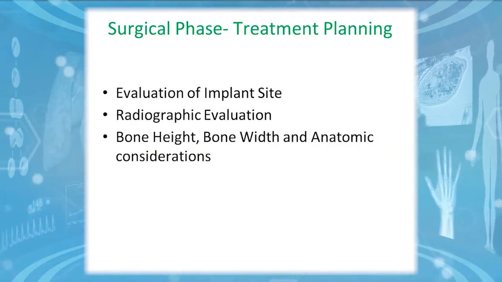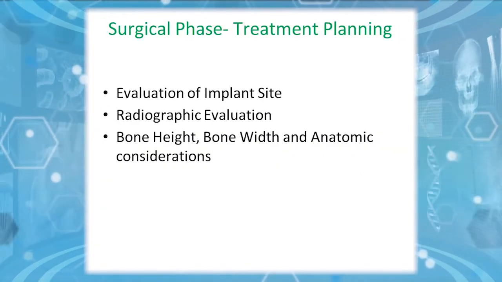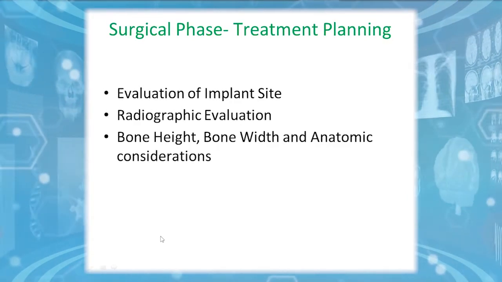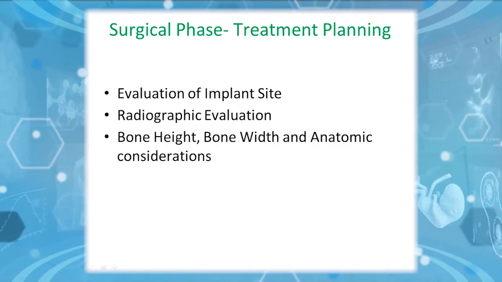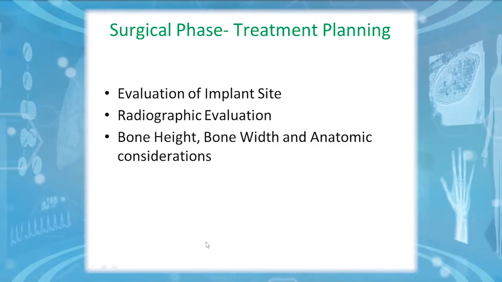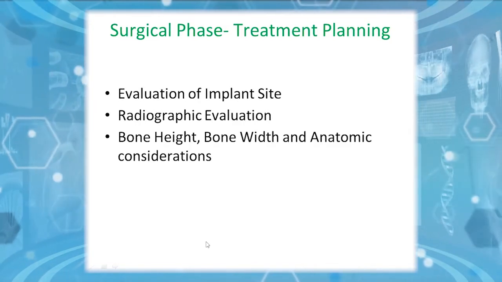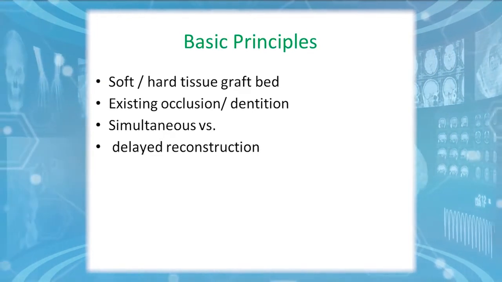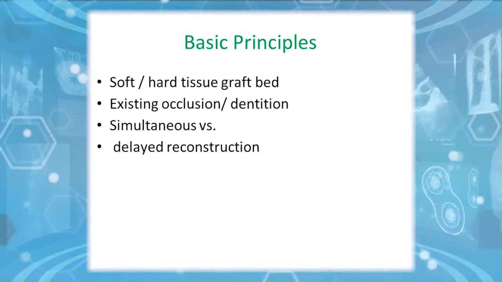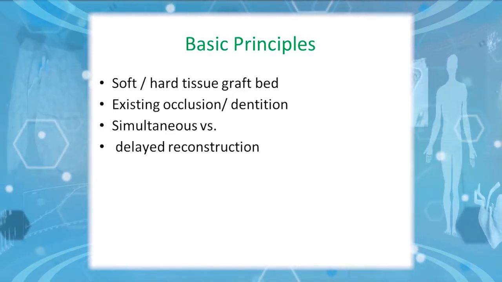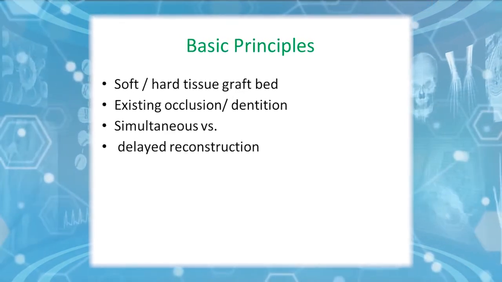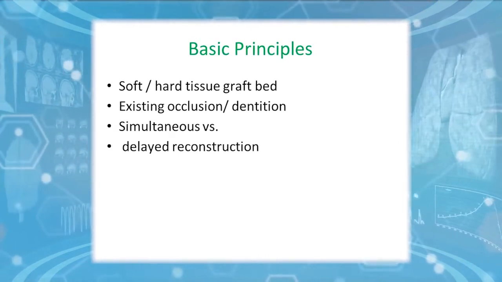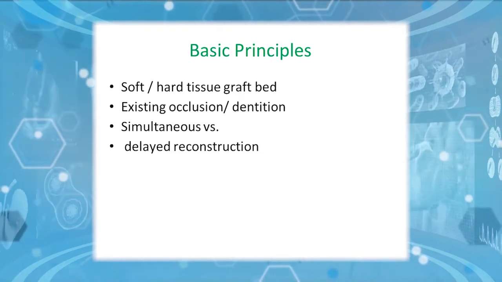Surgical phase treatment planning, we have to evaluate the implant site. Is it going to be placed anteriorly or in the back teeth, the back region? Radiographic evaluation: bone height, bone width, and anatomical considerations. Basic principle, soft and hard tissue graft bed. You should consider if you are going to graft soft tissue like the gum to cover the implant, or if you are only going to graft the bone, and then this bone grafted from the same patient is going to cover the implant defect.